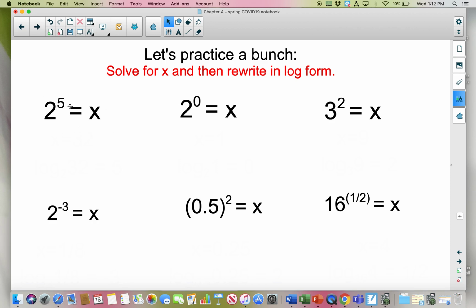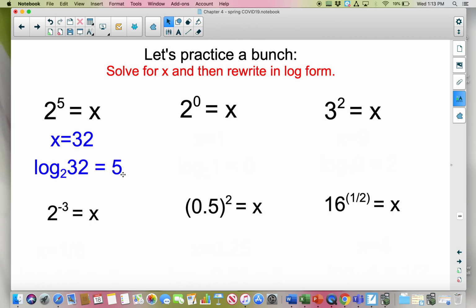Okay, so first one, 2 to the 5th, 2 times 2 times 2 times 2 times 2. We know that's 32. In log form, it would be log base 2. And if you want a connection, the base of the exponent will always be the base of your log. So 2 and 2, if that helps. And then these kind of flip-flop positions. So log base 2 of 32 equals 5.